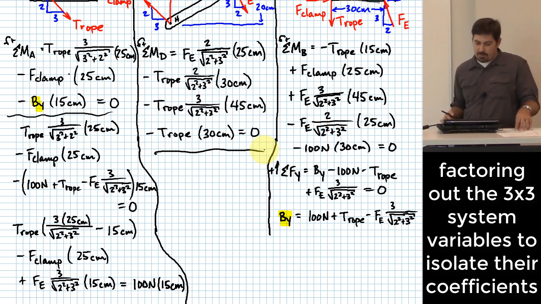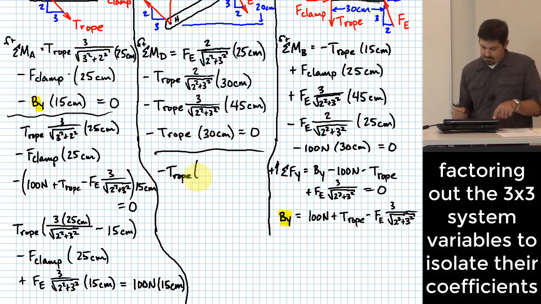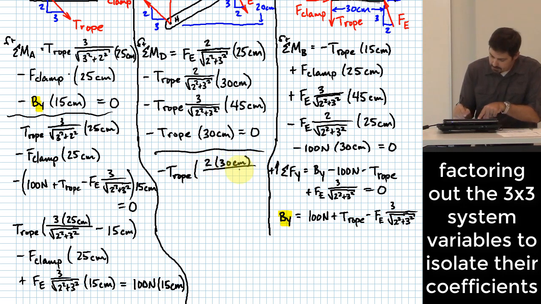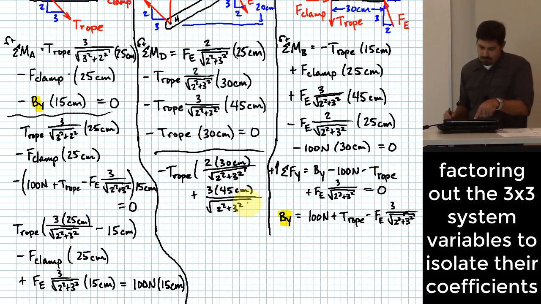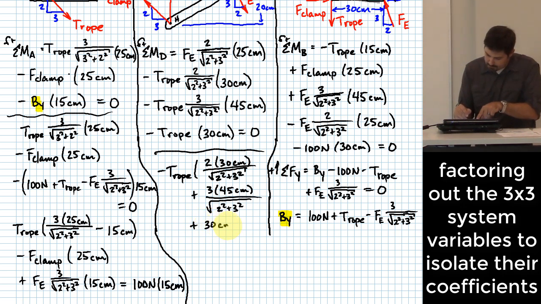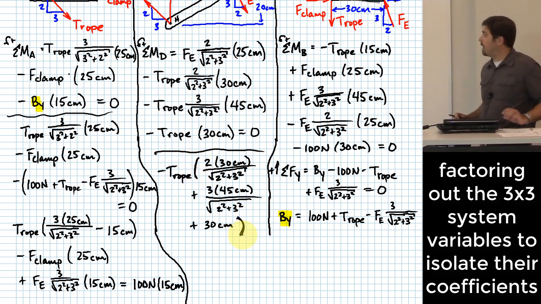Okay, yeah, here we probably want to do about the same thing. Let's combine all these T ropes. Since they're all negative, let me do minus T rope times what? Okay, this coefficient here is going to be 2 times 30 centimeters over the square root of 2 squared plus 3 squared, okay, plus 3 times 45 centimeters over the square root 2 squared plus 3 squared, okay, plus 30 centimeters. Okay, so everything there between those parentheses is the coefficient that you would have for T rope.